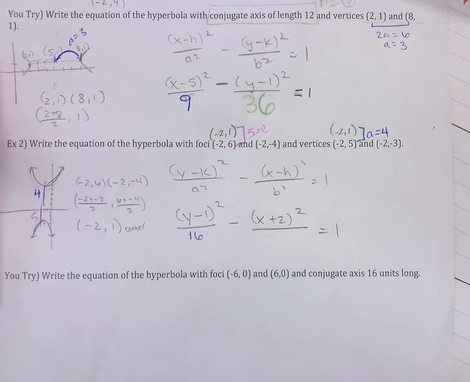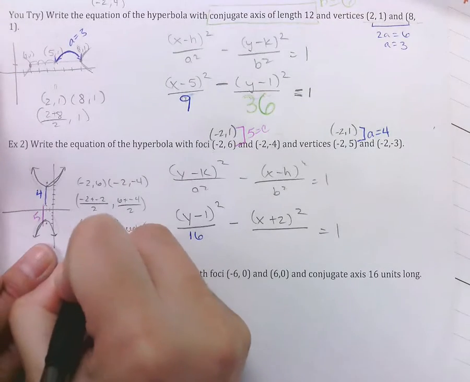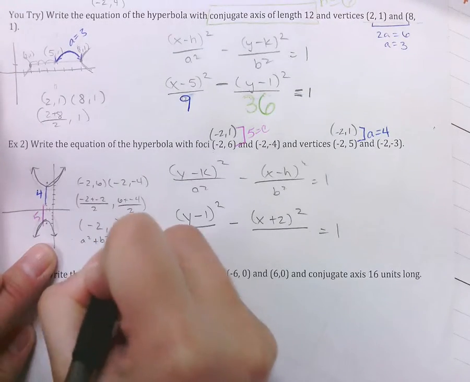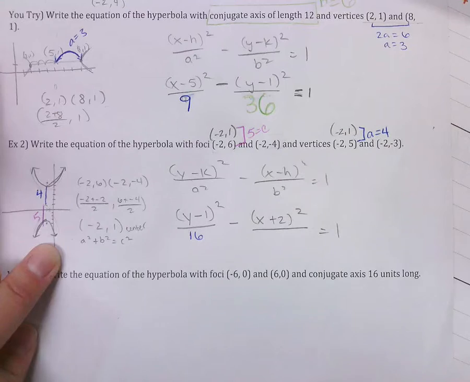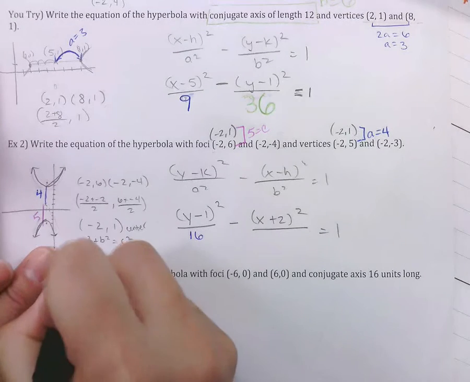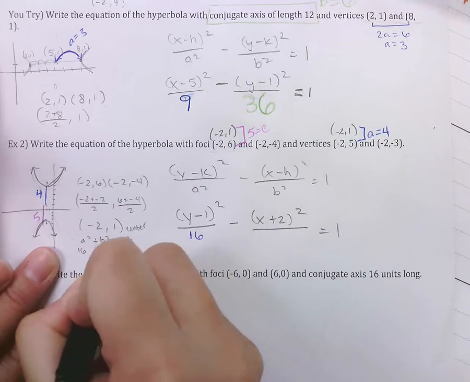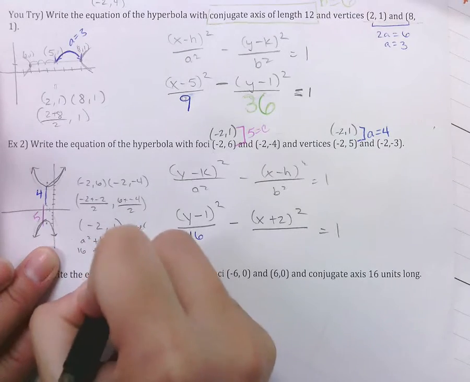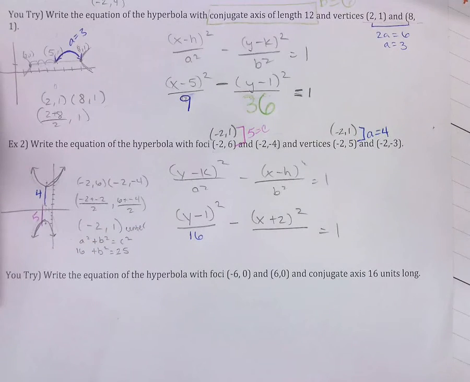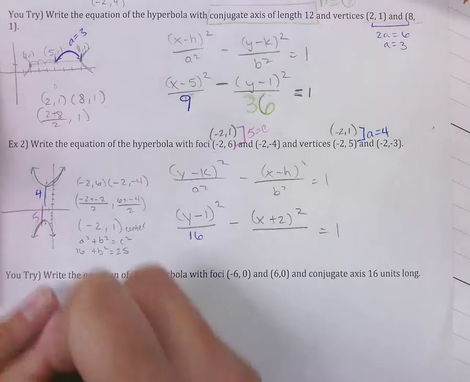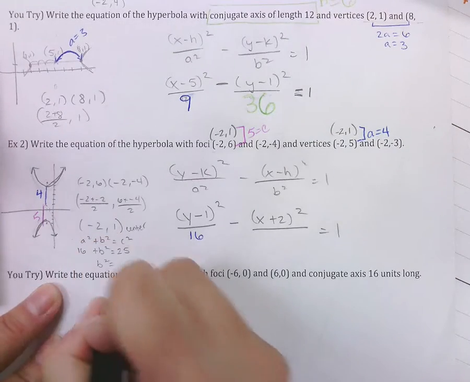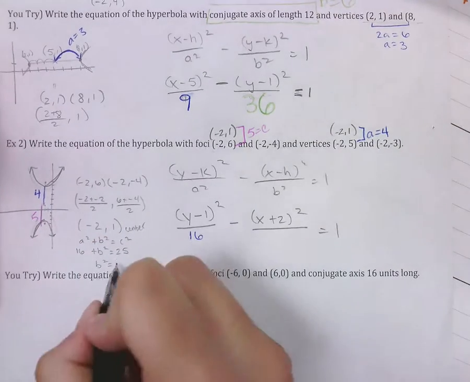So then you're going to do a squared plus b squared equals c squared to figure out what b squared is. So if a squared is 16, we don't know b squared. C squared is 25. Okay, 16 plus what is 25? That's b squared. 7. Just kidding. It's 9. There you go.